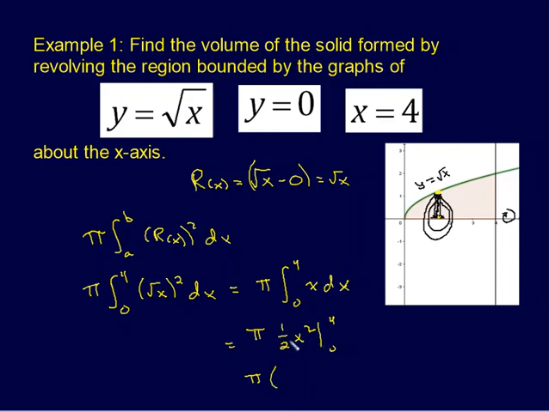16 times 1/2 is 8. And then plugging in 0 is going to be 0 squared times 1/2, which is 0. And so my final volume is simply 8 pi. Noticing we're just going to leave the answer in terms of pi, and there are no units to use here, so my answer is just going to be numerically the value 8 pi.